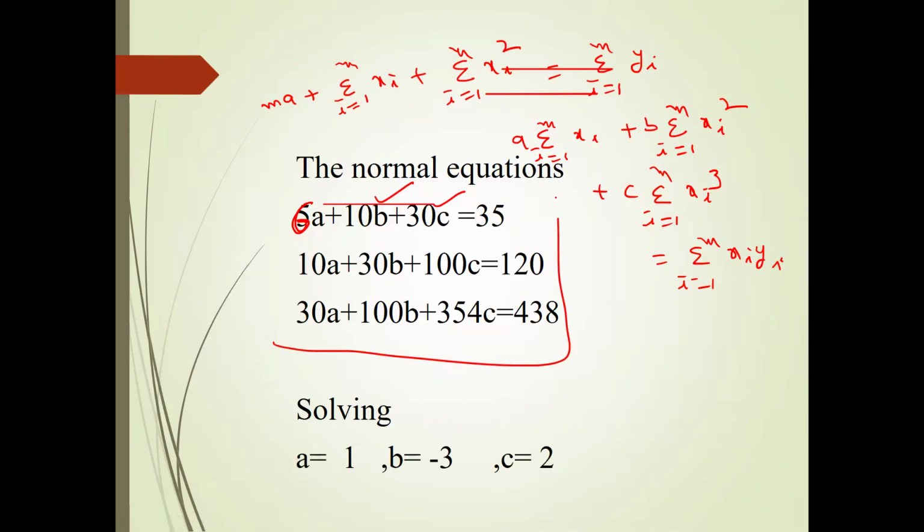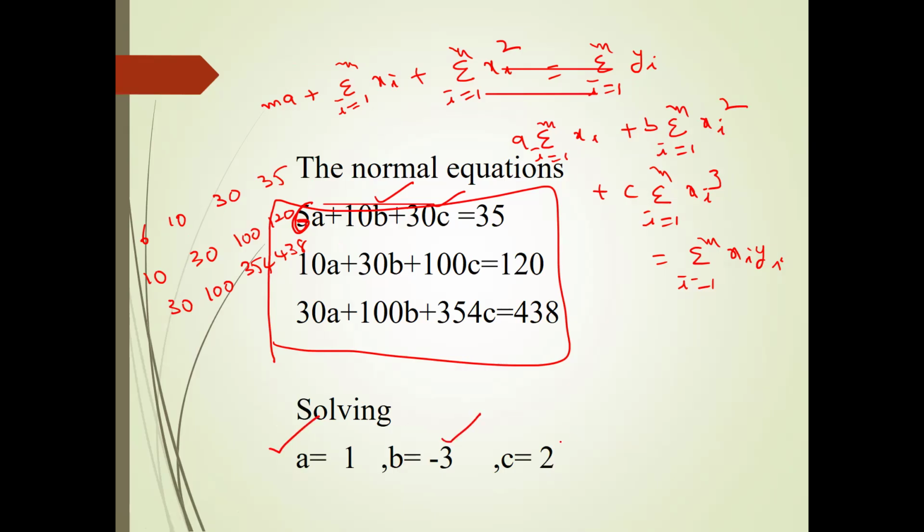So these are the three equations you see here. In the same calculator, select mode, select equation, select the equation of three variables and enter 6, 10, 30, 35, 10, 30, 100, 120, 30, 100, 354, 438. The answer you will get is a equal to 1, b equal to -3, c equal to 2. So this is the procedure to fit a second degree polynomial. So I have explained how to fit a straight line and how to fit a parabola. Thank you.